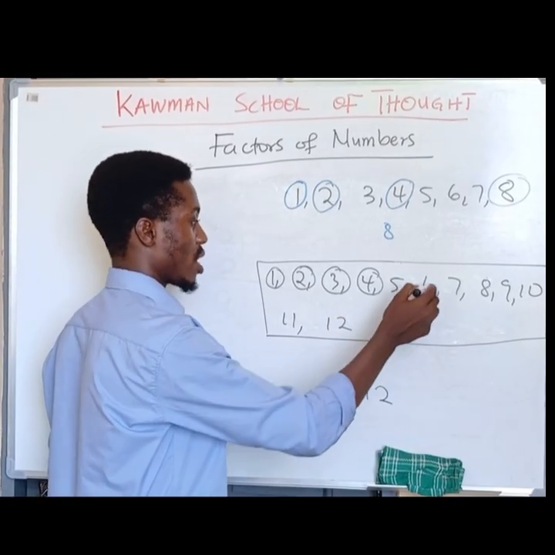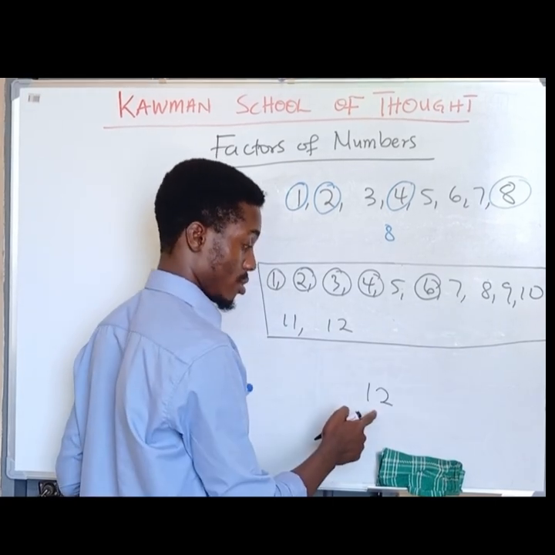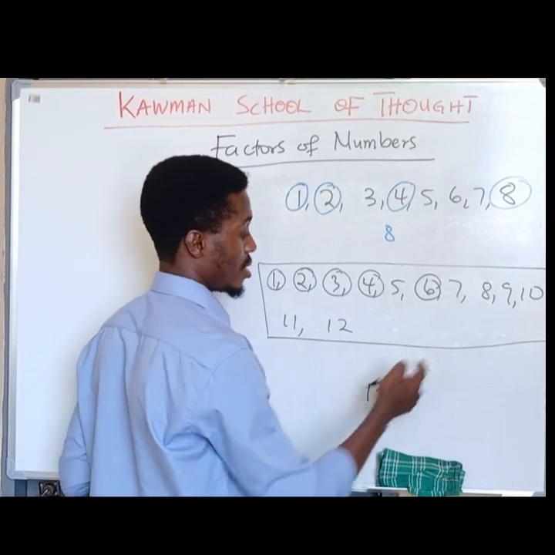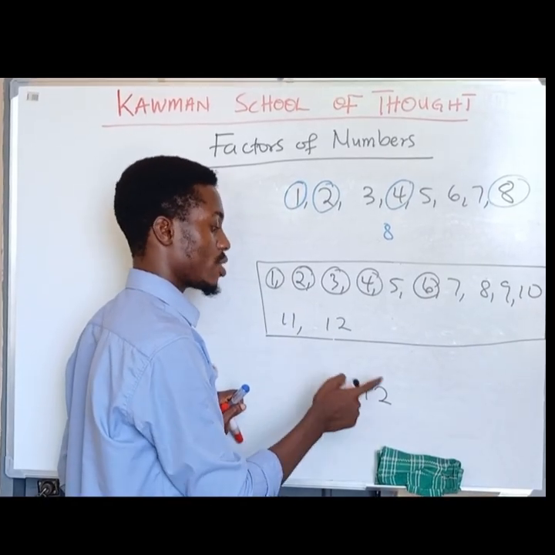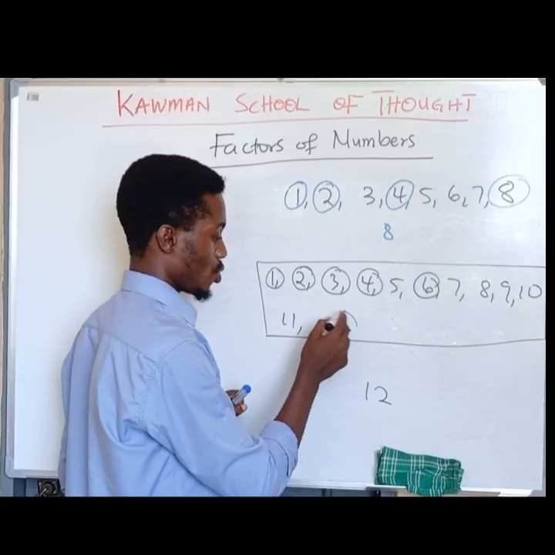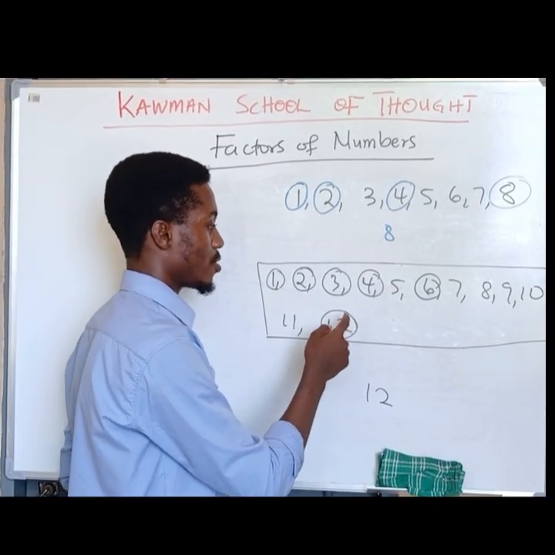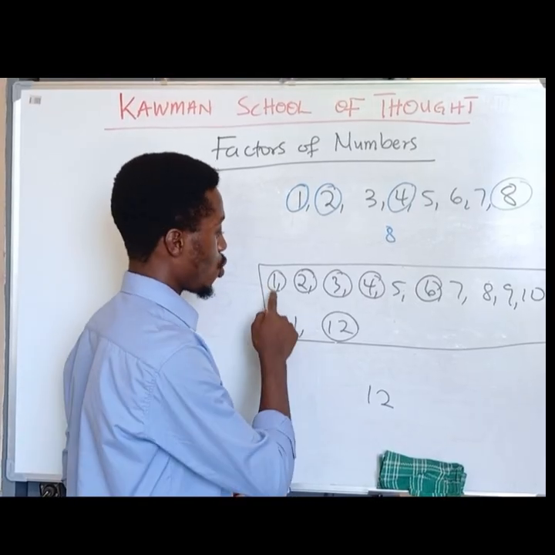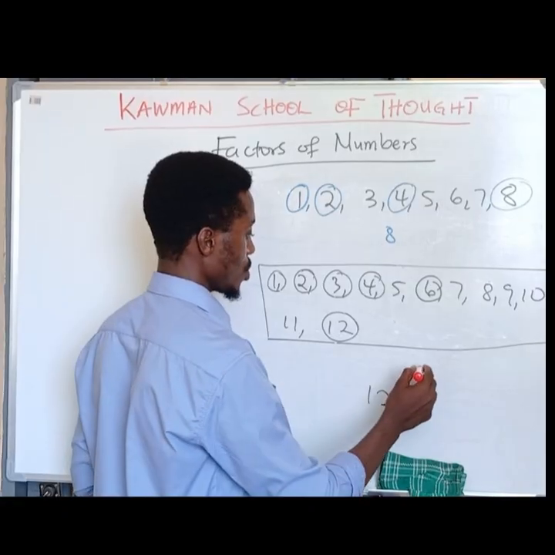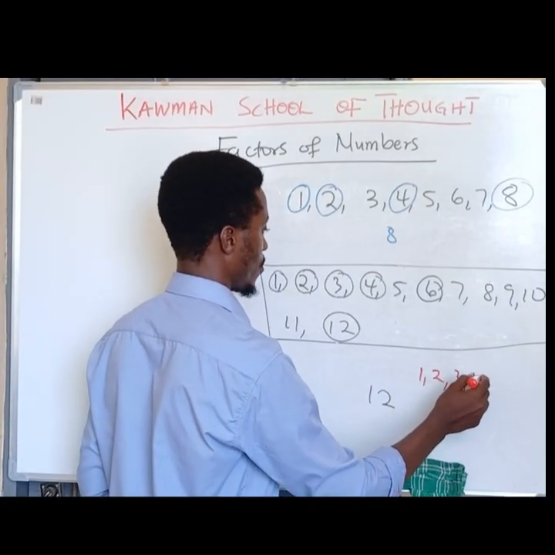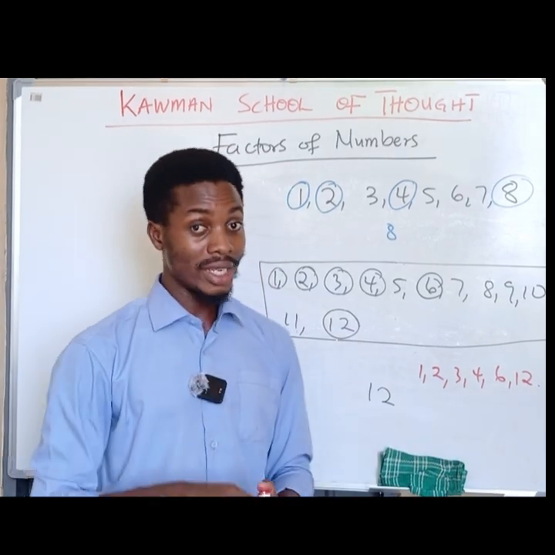6, yes, without a remainder. So I circle it. 7, no, there's a remainder. 8, even though it can divide, there will be a remainder. 9, remainder. 10, there will be a remainder. 11, there will be a remainder. 12, there is no remainder, so I circle 12. So the factors of 12 are 1, 2, 3, 4, 6, and 12.